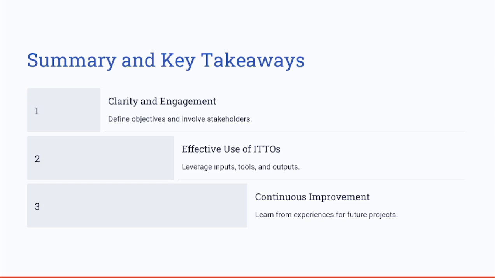To summarize our session on the best practices and how to apply them, we said that in the initiating process group, clarity in objectives, active stakeholder engagement, and effective use of ITTOs are essential for success. By adopting best practices, project managers can reduce the risks and enhance the project's overall effectiveness. Continuously learning from past experience ensures improvement in future projects.